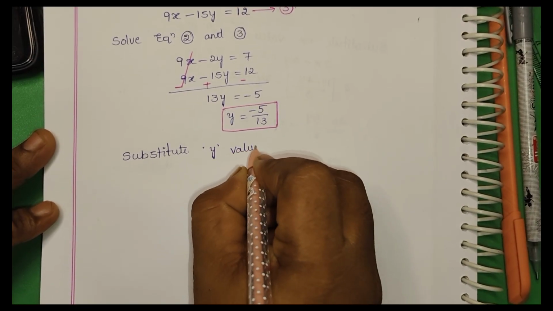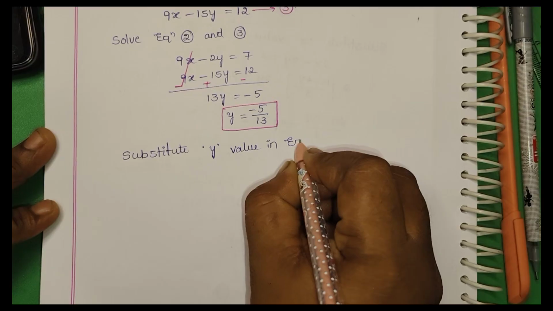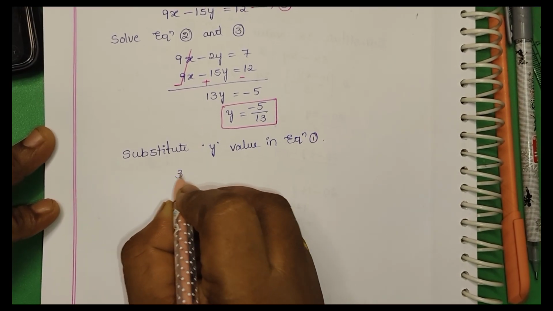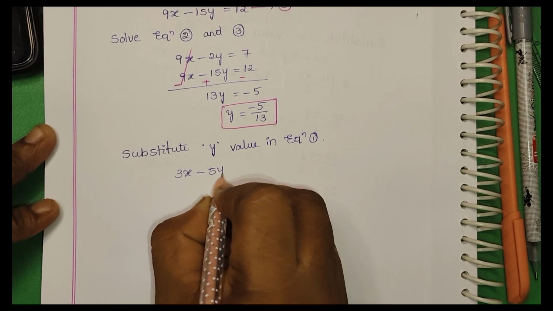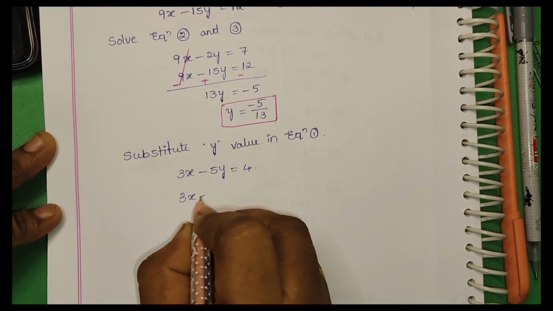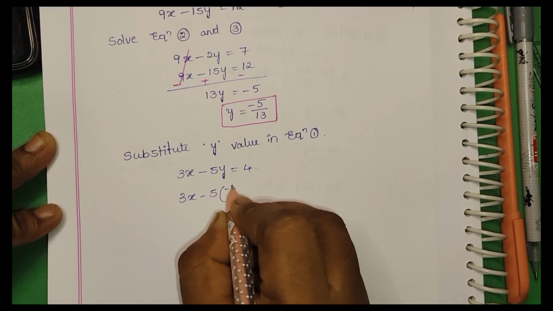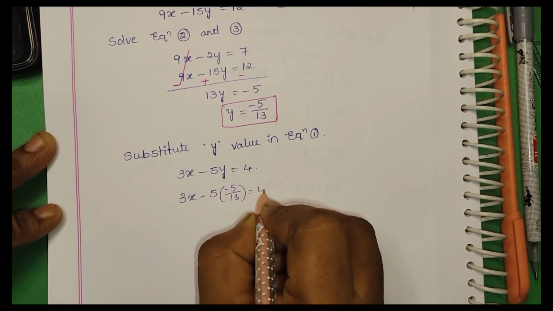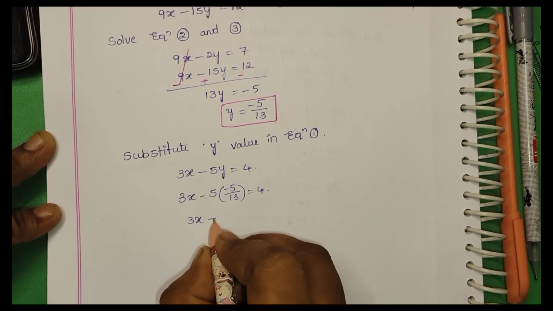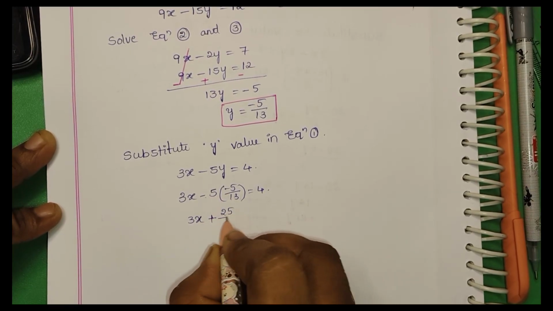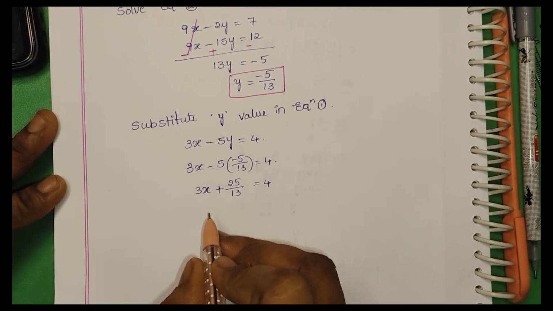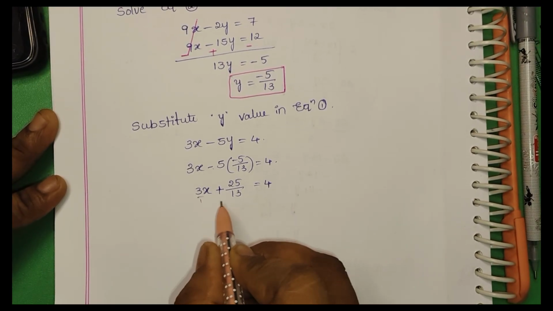Now we solve equation 2 and equation 3. Whenever we solve like this, first change the signs of the second equation. So plus becomes minus, minus becomes plus. Here plus 9x minus 9x cancel, and minus 2y plus 15y becomes 13y equals 7 minus 12. 5 is the bigger number having the minus sign, so we carry the minus sign, so y equals minus 5 by 13.